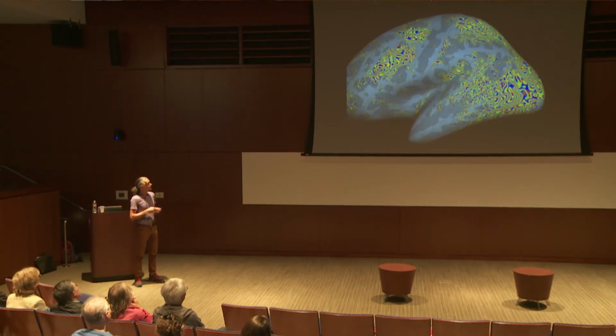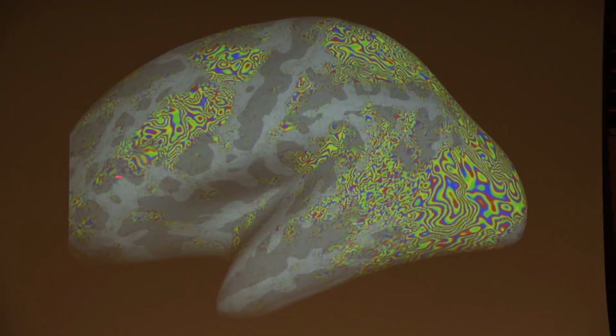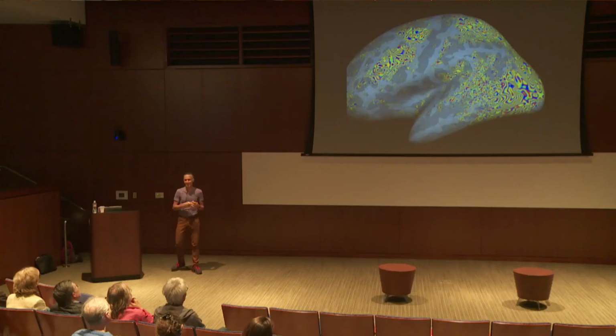Where you get some kind of retinotopic visual modulation in the brain. So you can see, there's maps all over. Thank you very much.